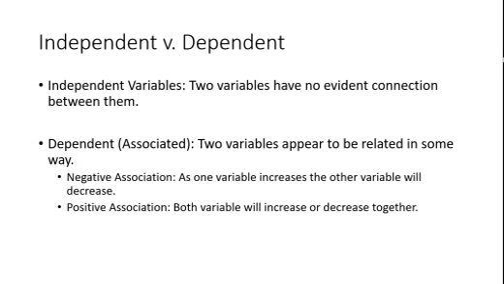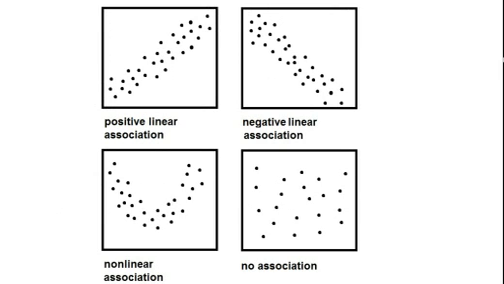Your negative association could be something like people that work out more usually have fewer health issues. As you work out more, the health problems drop, so that would be your negative association. Think of it this way: a negative association is a decreasing graph, and a positive association means it's an increasing graph, going up. Think of slope: positive slope, negative slope. So here are some examples of them.